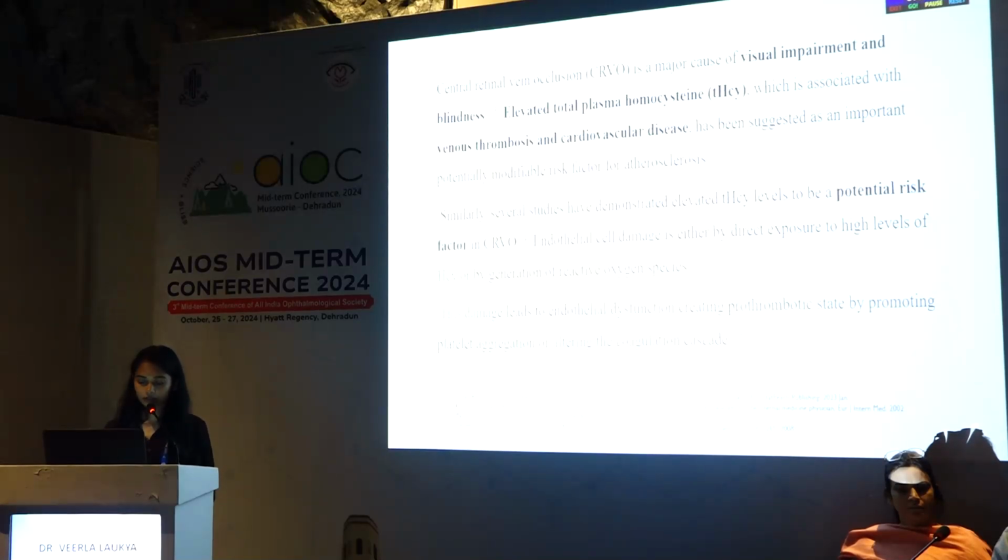Central retinal vein occlusion is a major cause of visual impairment and blindness. Elevated total homocysteine levels are associated with venous thrombosis and cardiovascular diseases, and have been suggested as a major potential modifiable risk factor for atherosclerosis. Similarly, several studies have demonstrated elevated homocysteine levels as a potential risk factor in CRVO.